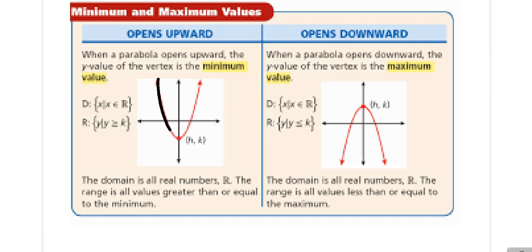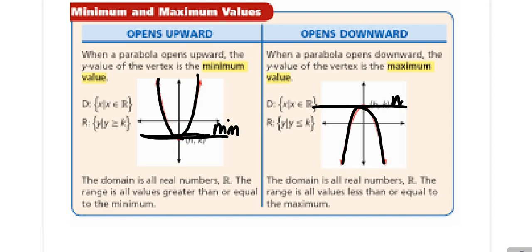When a parabola opens upward, the y-coordinate of the vertex is considered the minimum. When a parabola opens downward, the y-coordinate of the vertex is considered the maximum.